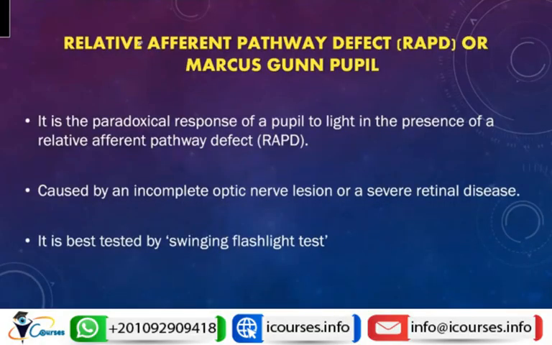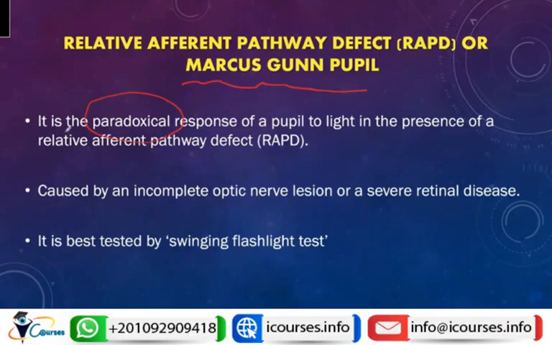What makes the relative afferent pupillary defect distinguished or unique? That it has a paradoxical response to light. Just to explain the other name of the relative afferent pupillary defect, it is called the Marcus Gunn pupil. So what makes the Marcus Gunn pupil unique? That it has a paradoxical response to light.